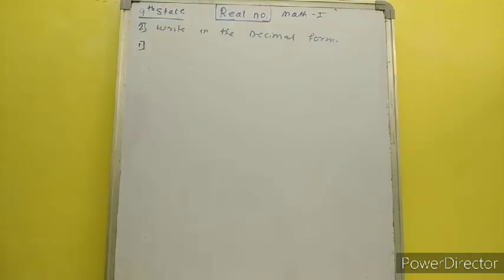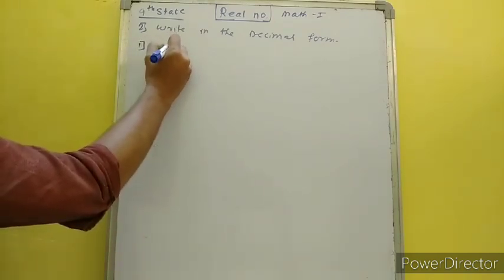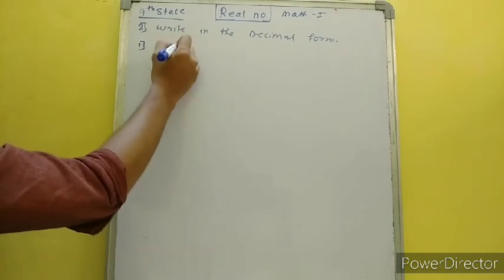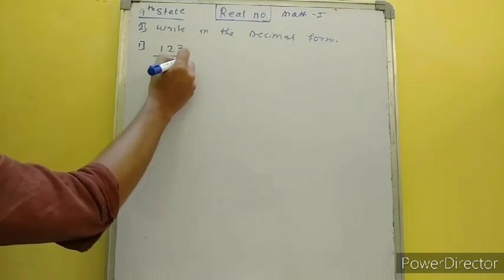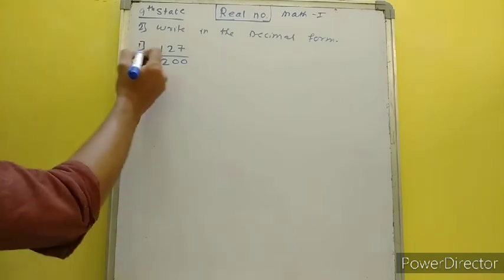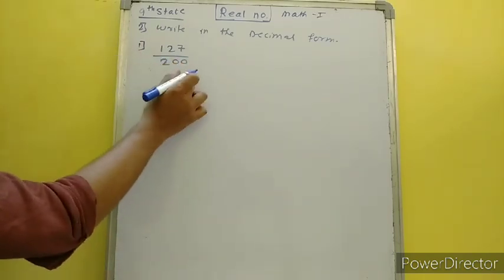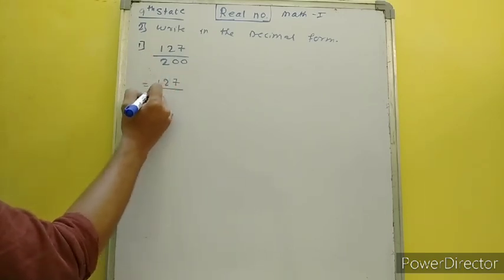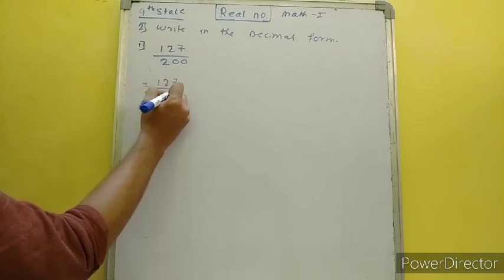Okay, now we write the numbers in the decimal form. The very first among them is 127 upon 200. We want the answer in decimal form, whichever method you use. When I see 200, it means 2 into 100. So 127 upon 200, I will write it as 127 upon 2 into 100.